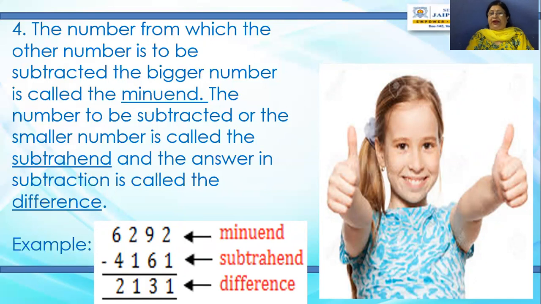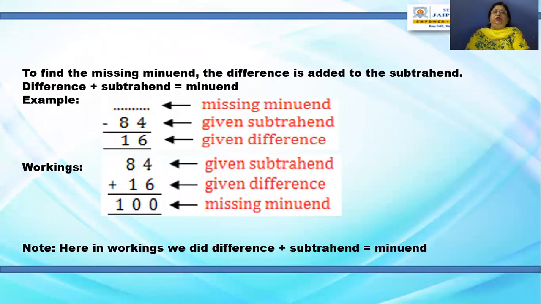And when we subtract, 2 minus 1 is 1, 9 minus 3 is 6, 2 minus 1 is again 1, and 6 minus 4 is 2. So the answer we got is 2131. So 2131 will be the difference. To find the missing minuend, the difference is to be added to the subtrahend. Difference plus subtrahend is the minuend. And we don't know the bigger number.